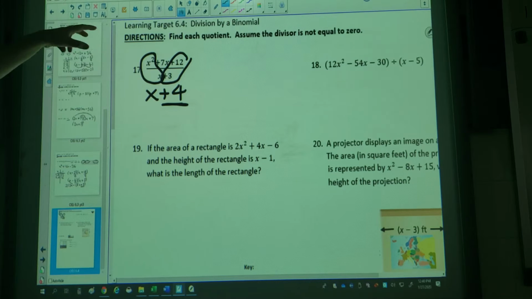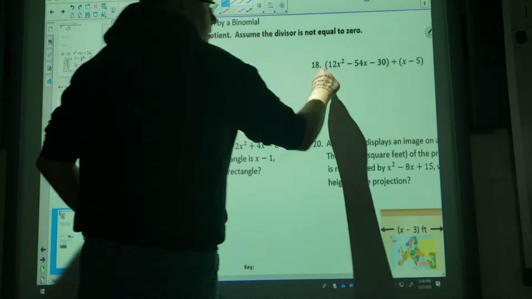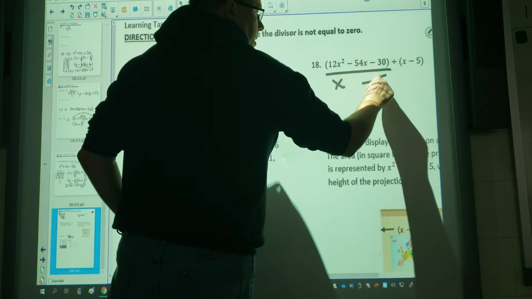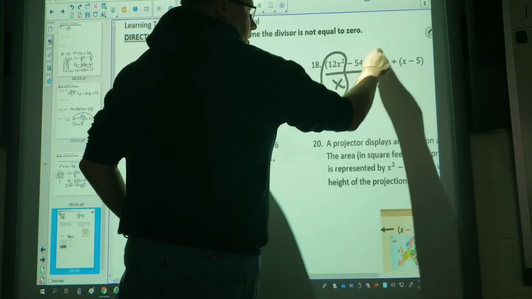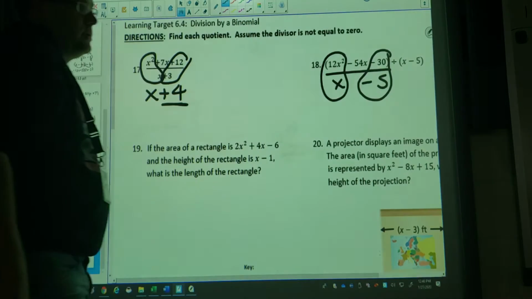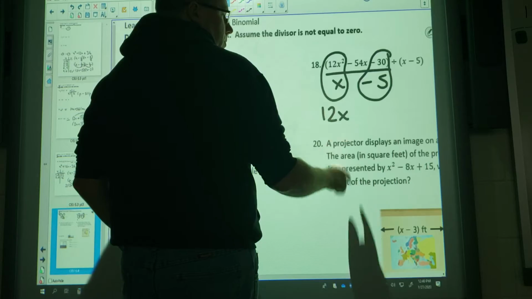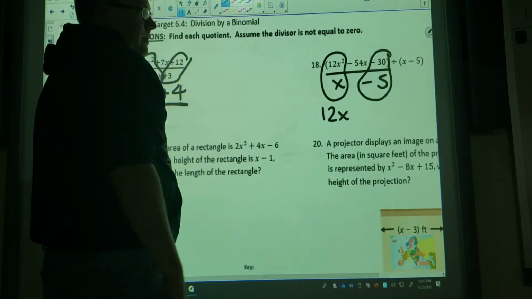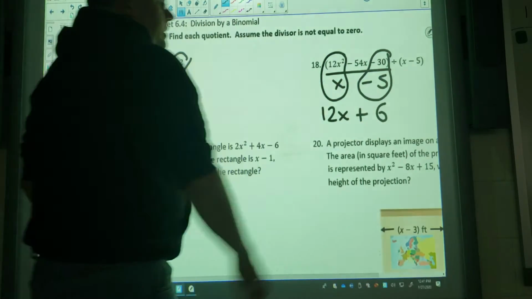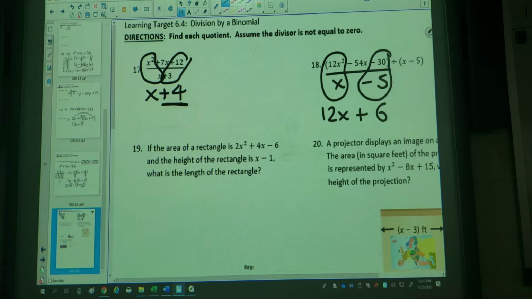Now, this works great when it's written as a fraction. If it's not written as a fraction, then go ahead, just write it as a fraction. Put the loops around the first terms and the last terms. 12x squared divided by x is 12x. Negative 30 divided by negative 5 is positive 6.